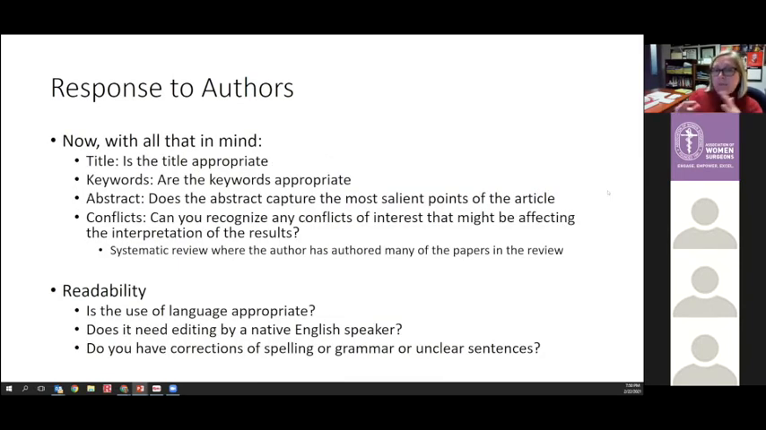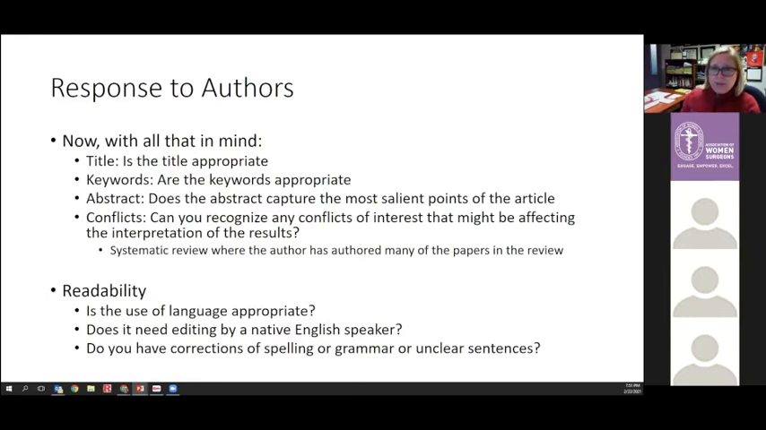Now, with all that in mind, you've read the paper, you've gone through each section. Now go back and think about the whole paper again. Is the title appropriate? Are the keywords appropriate? Does the abstract capture the most salient points of the article? And can you recognize any potential conflicts of interest that might be affecting the interpretation of the results?